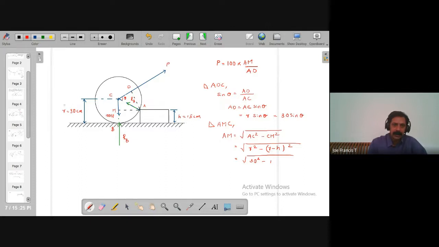R is 30, H is 15. So R minus H is 15. So you get 30 squared minus 15 squared. So you get a value for AM also.